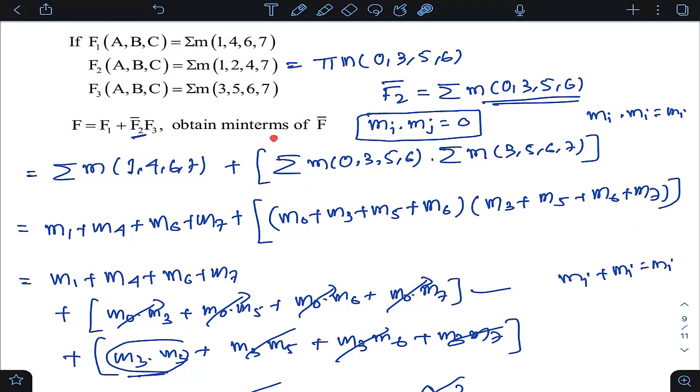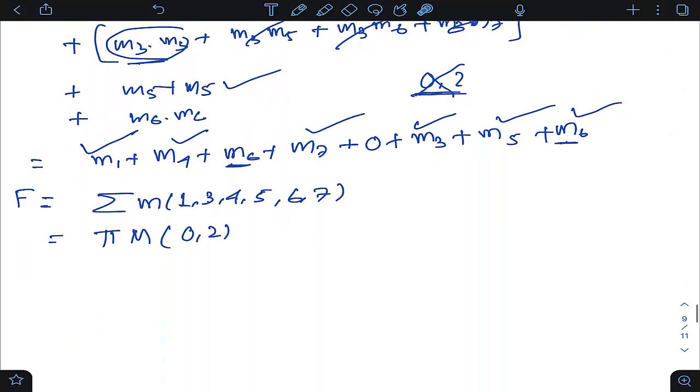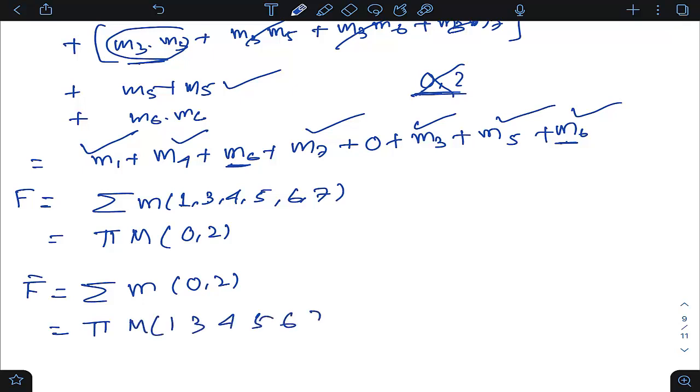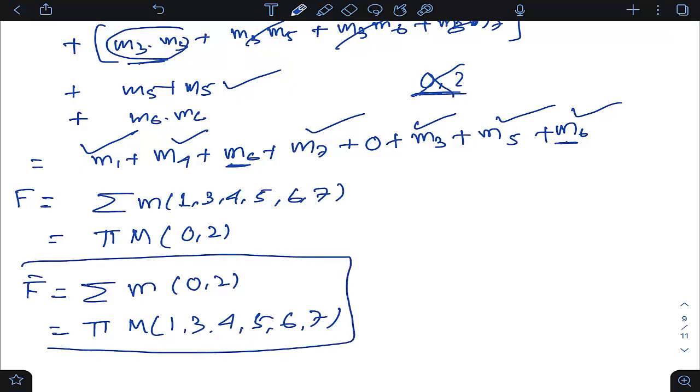But you are supposed to tell the min terms of F bar. We have already seen max terms of F become min terms of F bar. So if I ask you to describe F bar, the F bar min terms will be simply 0, 2. If I ask you what are the max terms, min terms of F become max terms of F bar. So max terms will be 1, 3, 4, 5, 6 and 7. So this is the answer, F bar.